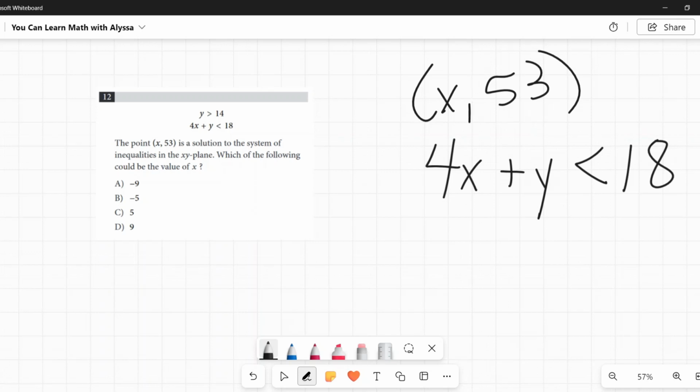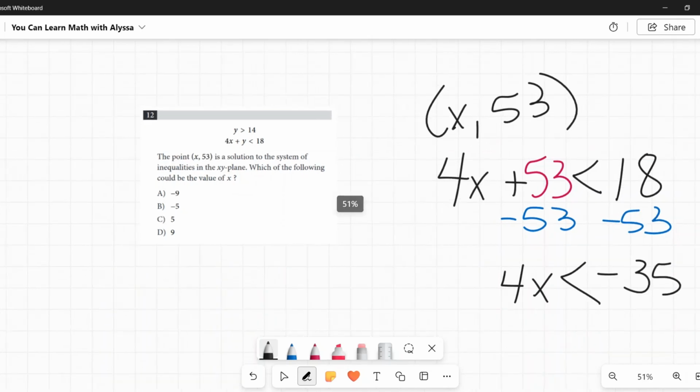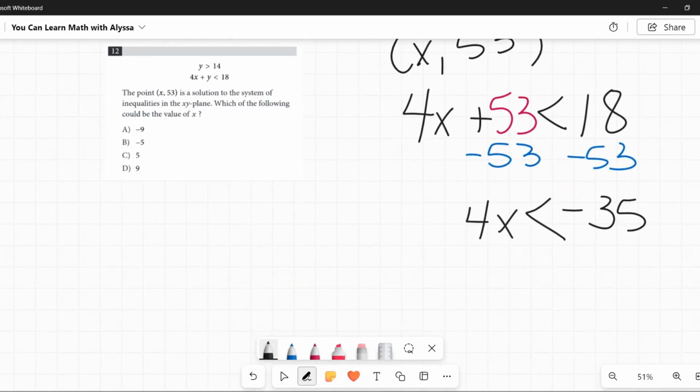Let's just do the math. Let's plug 53 in for y, and let's solve for x. So I'm adding 53. I want to undo that. I want to subtract 53 from both sides. And I'm going to get 4x on the left. And let's see, 18 minus 53 is -35. So I have now 4x is less than -35. To get rid of that 4, this is being multiplied, x times 4. We want to do the opposite. We want to divide by 4.